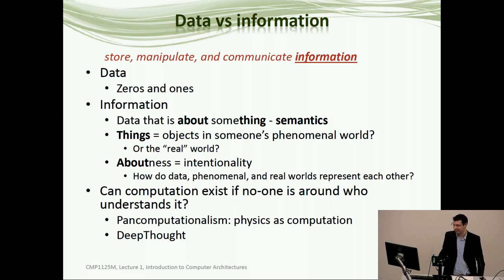It has semantics. What does it mean to be about a thing, to be about something? You know, is a thing an object in the physical world? Is it an object in someone's head, in your phenomenal world? And what does it mean for aboutness to exist? What does it mean for data to somehow connect to this thing in the physical world or to someone's head? You know, is there a wire from the data into this real object or into your head, or is that relation sitting somewhere else? Somewhat philosophically, can computation exist if no one is around who understands it?